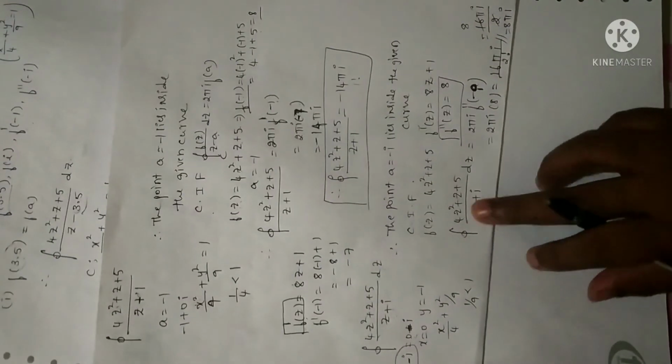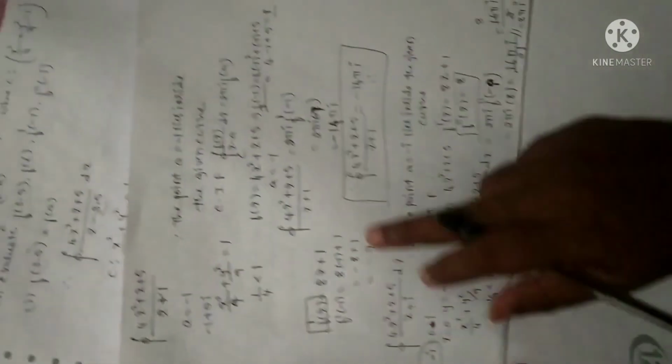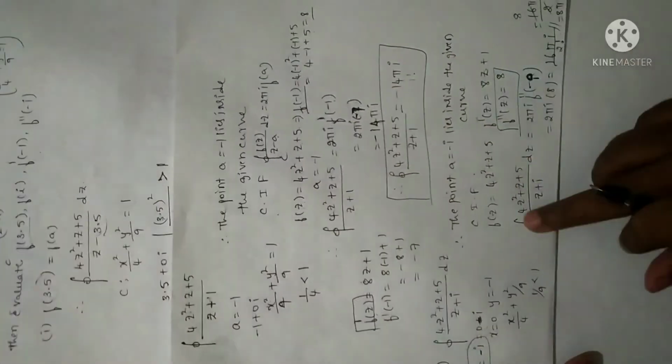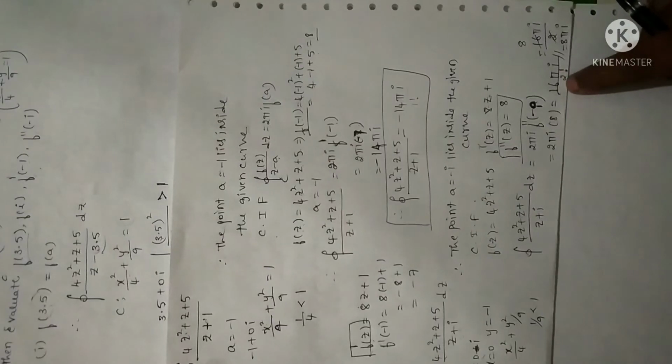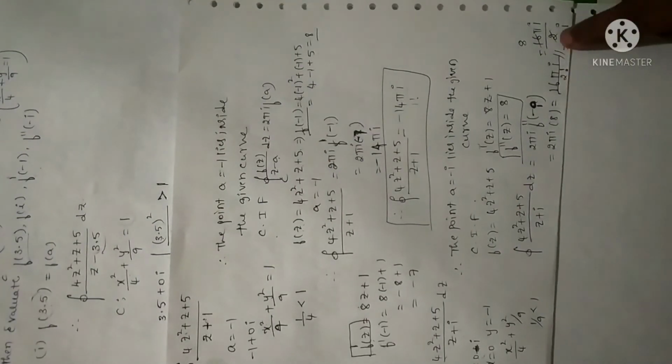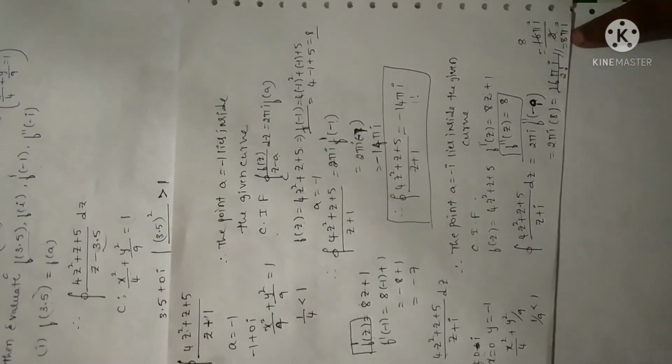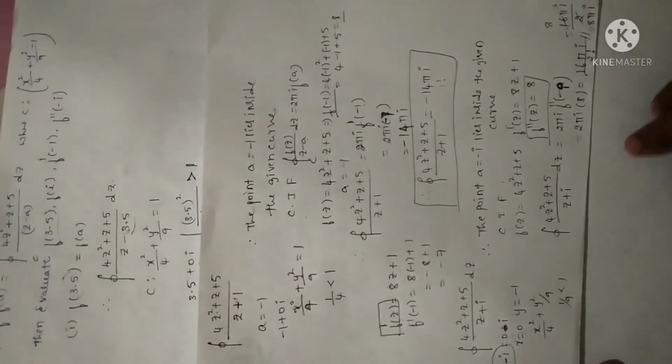I am repeating once again: when you are going to solve f double dash, because the fourth problem is f double dash, you have to differentiate the function twice. So as per the theorem, you have to divide by 2 factorial, and 2 factorial value is 2. So I have simplified, and I will get 8πi. Hope it is clear.